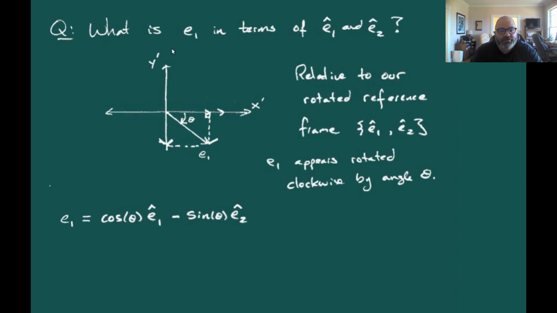So we can ask ourselves exactly what is e1 in terms of e1 hat and e2 hat. Well, relative to our rotated reference frame, e1 hat and e2 hat, e1 appears to be rotated clockwise by that angle theta. Using our regular trig to come up with what those magnitudes are, we can see that e1 is just going to be cosine theta times e1 hat minus sine theta times e2 hat.